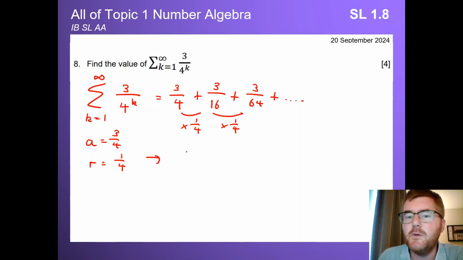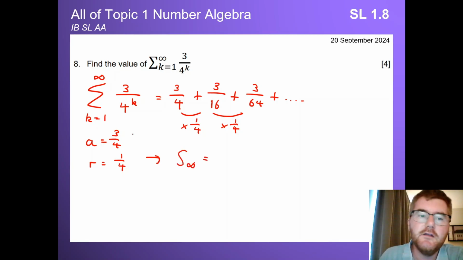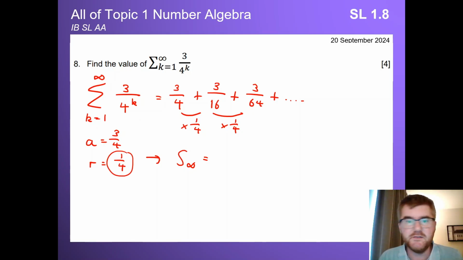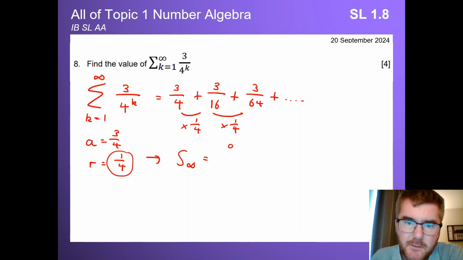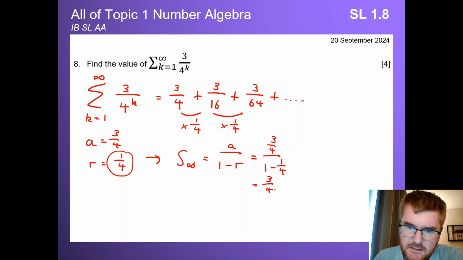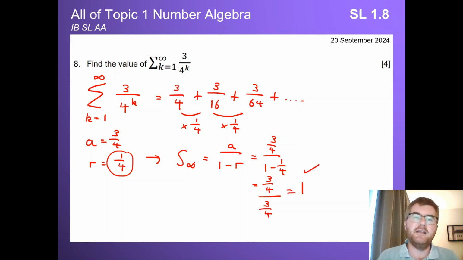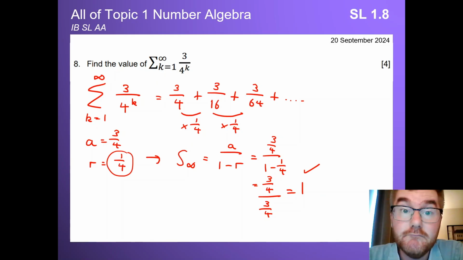Once we know that, then we can use the sum to infinity formula. Notice here, r is 1/4, so that's less than 1 and more than -1, so all is good. So we can use this formula, a over 1 minus r. That means we have 3/4 over 1 minus 1/4. Well, that's just 3/4 divided by 3/4, which is a nice easy thing to work out, and so the answer is just equal to 1. So that means this sequence, if we go on infinitely and add all these fractions together, we're going to get to 1.